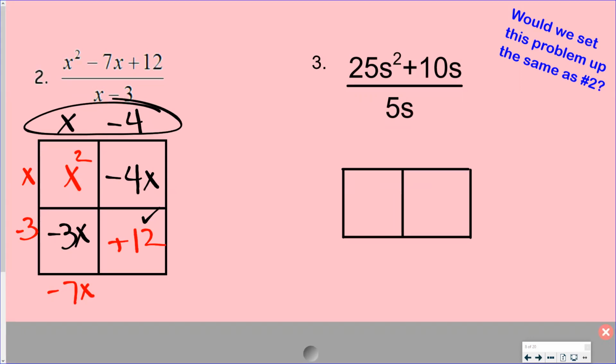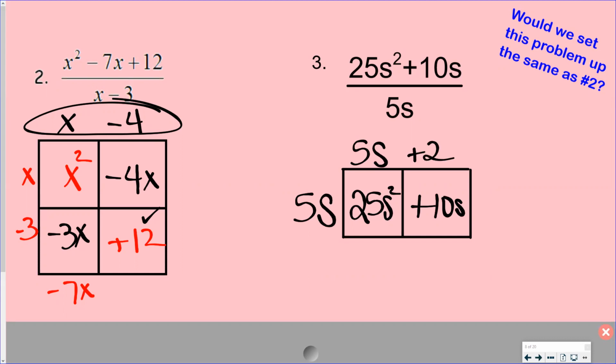Now, on this next case, would we set up the same problem, set up this the same as number 2? The answer is kind of, sort of, but we're not going to have 4 boxes because I already have 5s, and then I have 25s squared plus 10s. So then if I go 5s and 25s squared, how do I get my answer? Well, that's just 5s. What times 5s gives me 10s? Well, that would be plus 2.